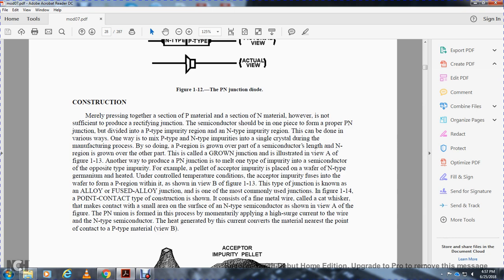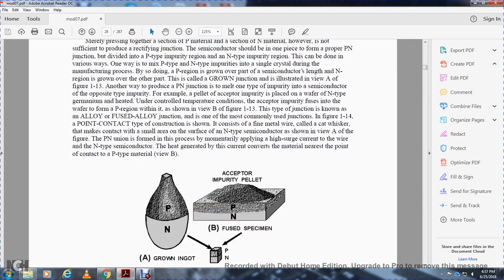One of the most commonly used junctions, in figure 114, is the point of contact type of construction. It consists of a fine metal wire called the cat whisker, which makes contact with a small area of the surface of the negative type semiconductor, shown in view A of the figure. The wire is pressed onto the negative type semiconductor and momentarily applied with a high surge current. The heat generated by the contact current converts the material nearest the point of contact to positive type material, view B.